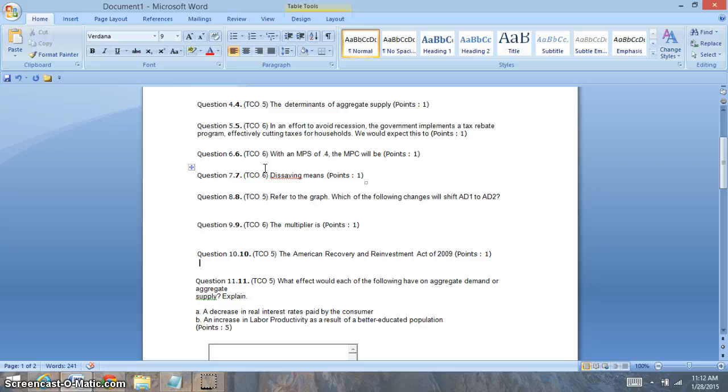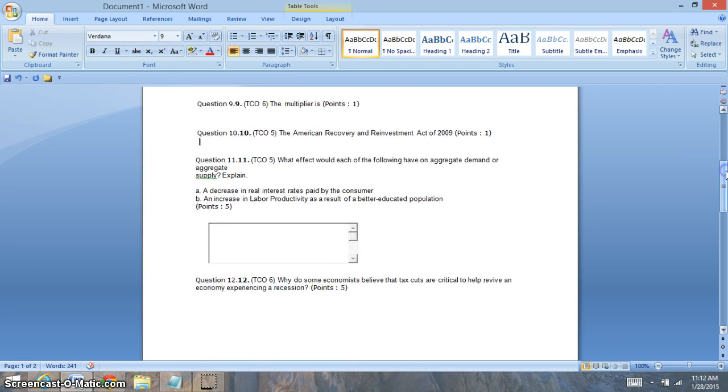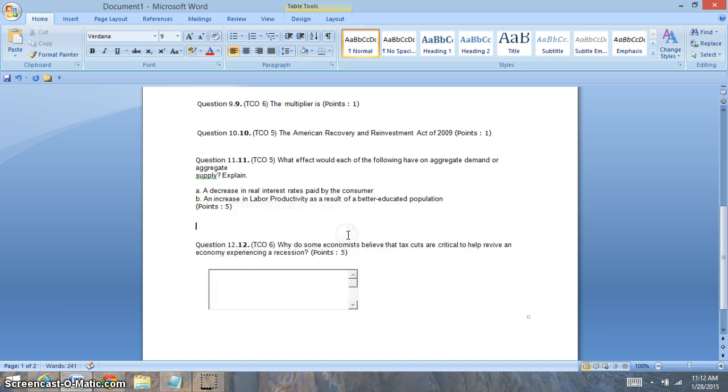Question 9 is looking at the role of the multiplier. The multiplier is looking at government spending. So when the government spends more money, it multiplies through the economy. And that's what the multiplier is focused on. How does the role of the multiplier influence decisions that we have to make?